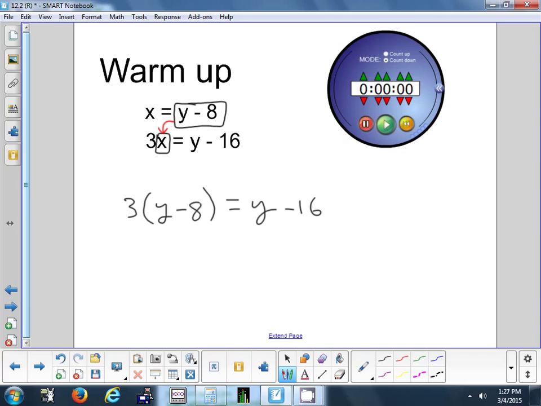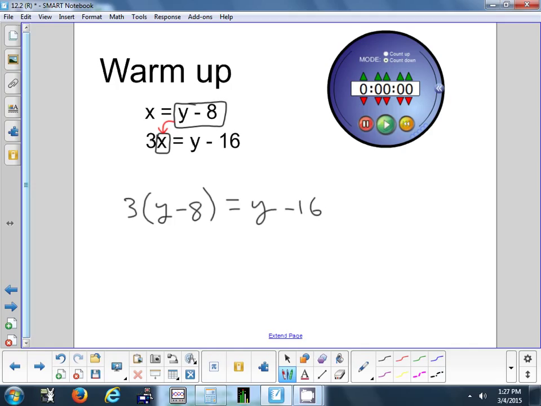Now, look at the equation we just made. How many different letters are in that equation? Just one. The only letter in this equation now is a y. Before, the top equation had x's and y's, and the bottom equation had x's and y's. Now we have an equation with just y's. That's what substitution does. It gets rid of one of the letters so we just have y.